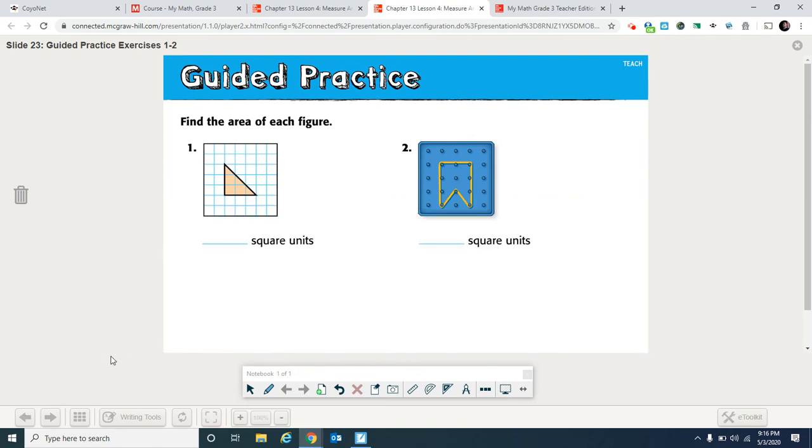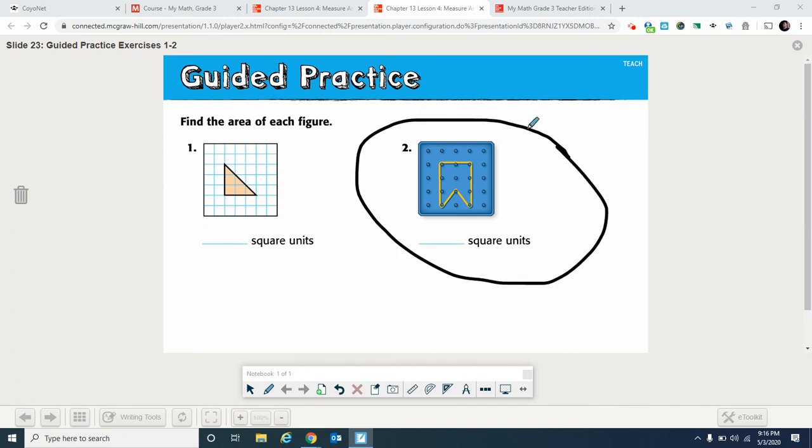Okay, so let's try to answer these two questions, and after this, you need to do it on your own. For this one, we need to find the area of each figure. So how many square units is this one, and how many square units is this figure right here? Again, in finding the area of our figure, we need to count the whole squares as well as the half squares. Now let's go ahead and check your work.